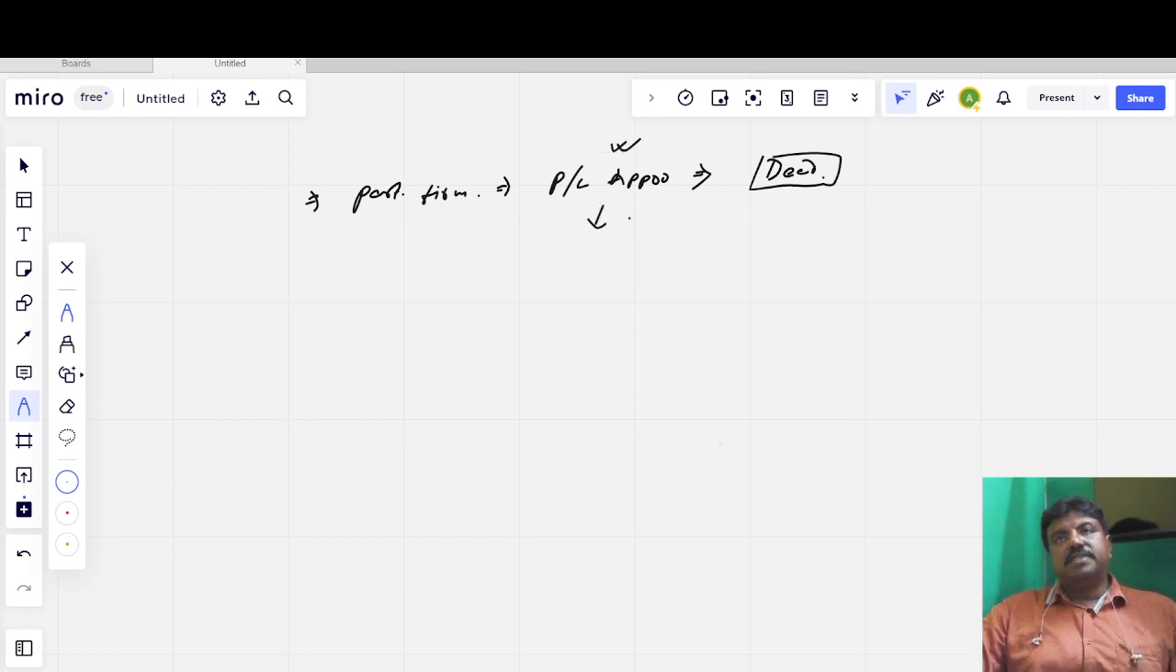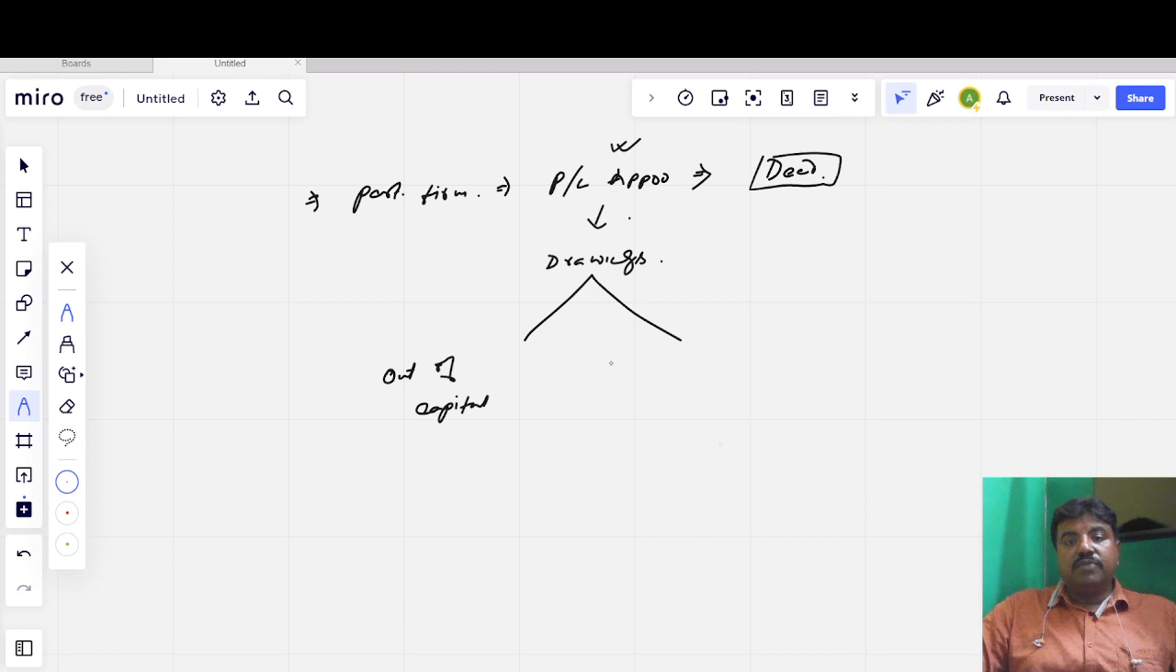Now, partners in need may take out part of the profit or part of the capital as drawings. Or you can say the partners, in their personal need, withdraw money from the business, which is known as drawings. Now, these drawings are of two types. Drawings can be made out of capital or drawings can be made out of profit.